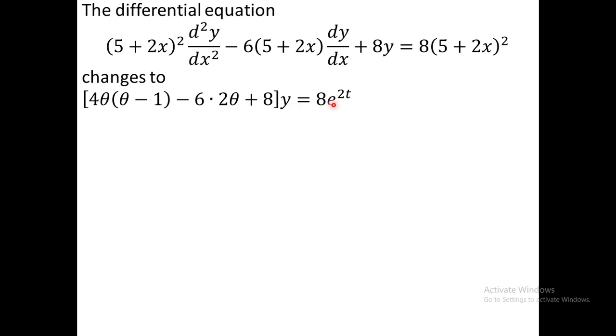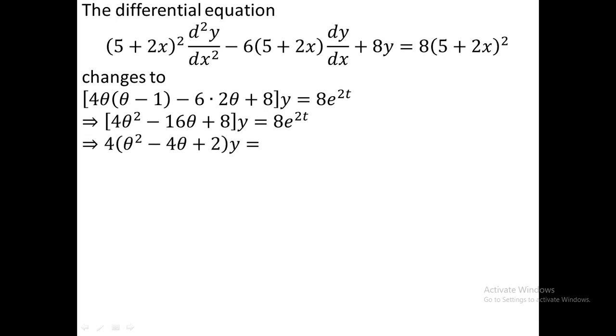Okay, this equal to that. If you simplify it, this will be 4θ² − 4θ − 12θ, which means −16θ. Therefore 4θ² − 16θ + 8y. Now we take common 4 from the left hand side, this will be 8e^θ. After cancellation of 2 and 4, this will be (θ² − 4θ + 2)y equal to 4·2e^(2t).